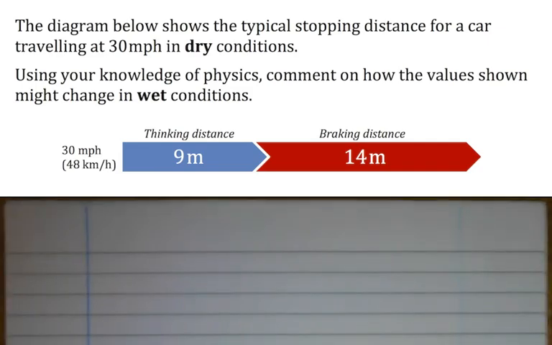This is my example. The question says, the diagram below shows the typical stopping distance for a car. Now it's travelling at 30 miles per hour in dry conditions. Using your knowledge of physics, and this is always what's mentioned in the open-ended questions, comment on how the values shown might change in wet conditions.